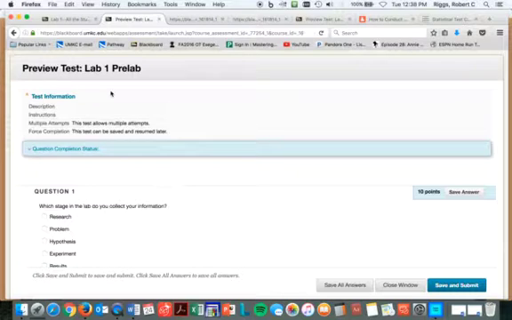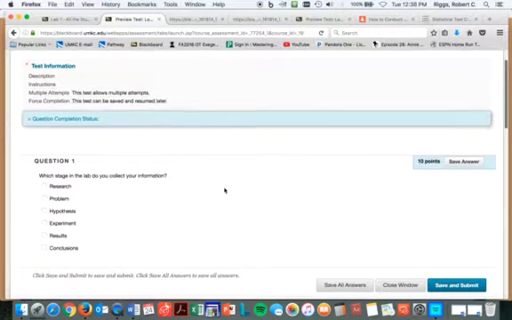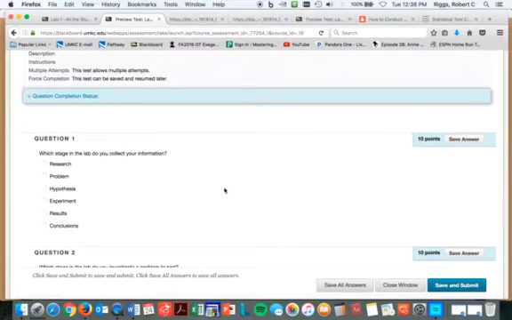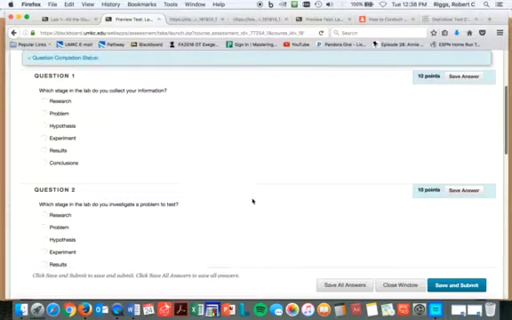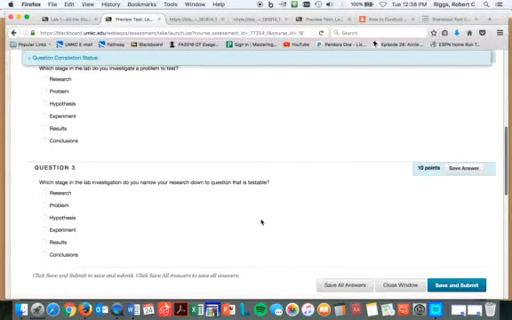This is part of the 40% of your grade, and then the actual lab part is 60% of your grade. Which stage do you collect information? All right, which stage are you collecting information for your experiment? All right. Which stage in the lab do you investigate a problem to test? Which stage do you narrow your research down to a question that is testable?